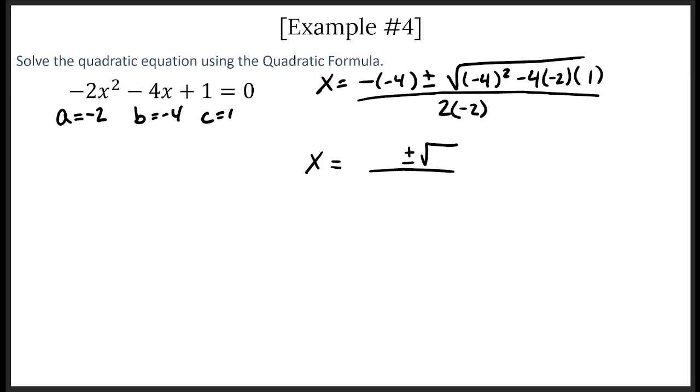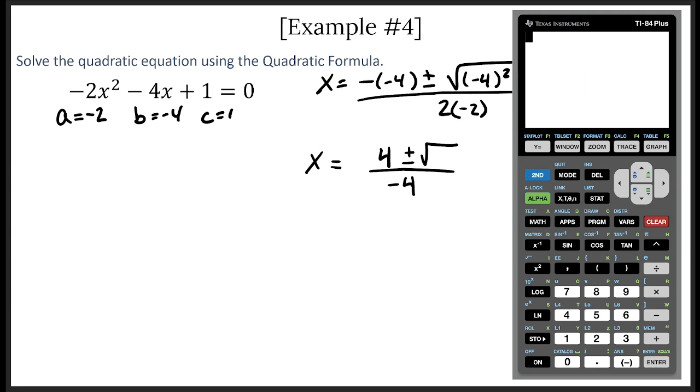All right. Starting with the top left, the opposite of -4 would be +4. On the bottom, we have 2 times -2. That is -4. And using a calculator to help us simplify what's inside the root, we have parentheses -4 squared minus 4 times -2 times 1. 24 would go inside the square root.